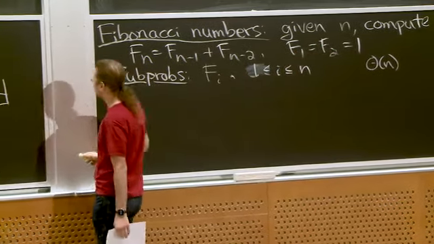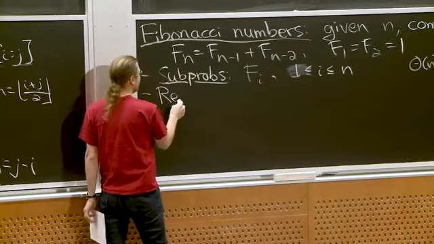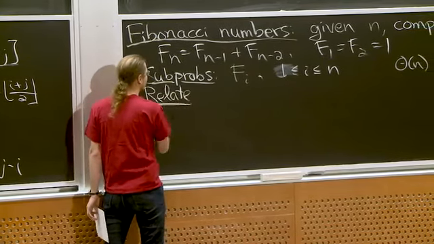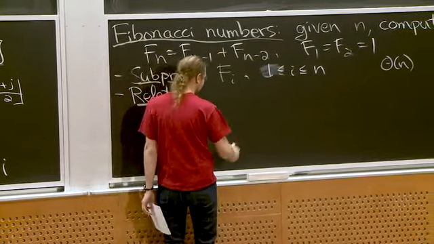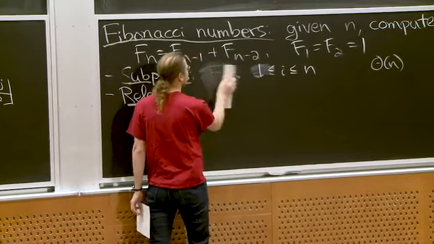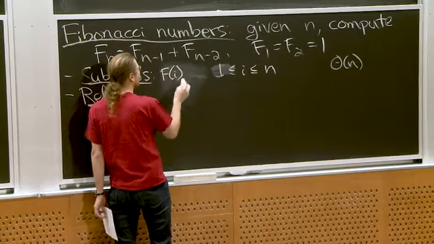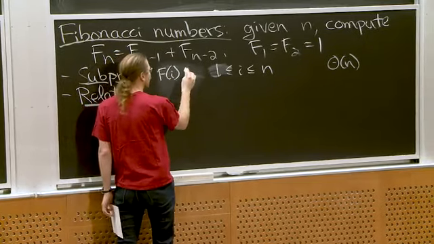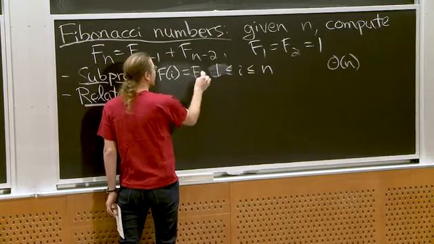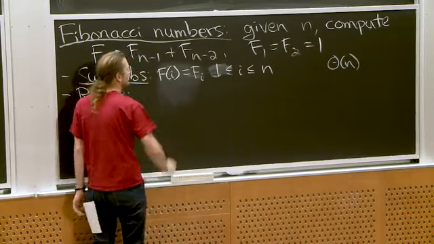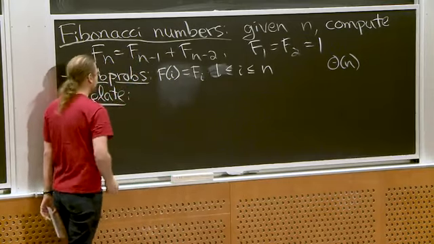Cool. Let's see. We want a relation between them. Well, just to distinguish the problems from the Fibonacci numbers, let me write f of i. This is a function, an algorithm we're going to define. The goal we're trying to get is the ith Fibonacci number given i.